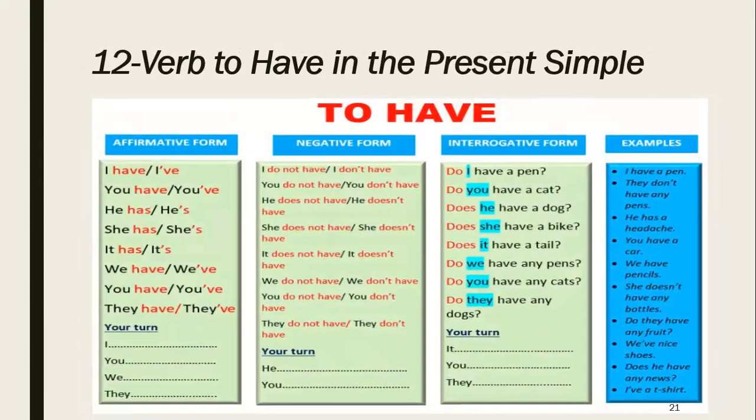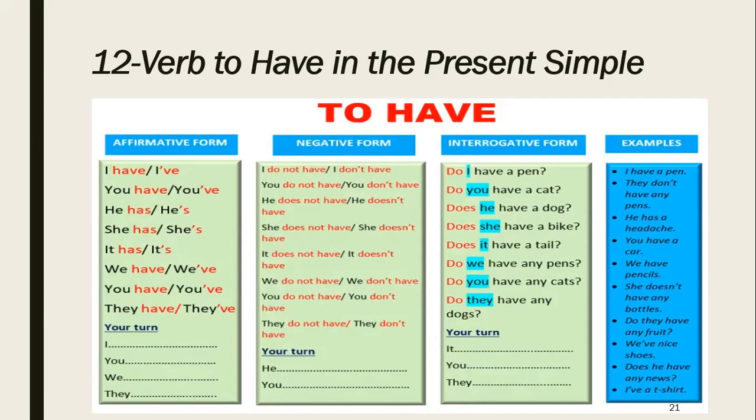What about verb to have in the present simple? And why do I choose verb to be, verb to have? Because verb to have also is an irregular verb in English. So we have two forms of verb to have. We have either have or has.